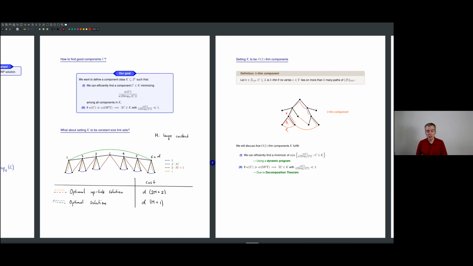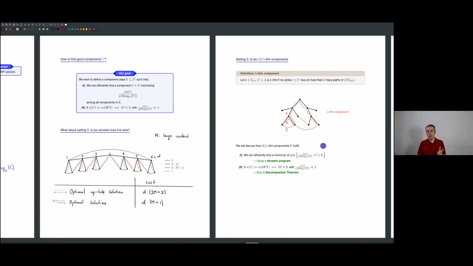So now what I will discuss in the following is 2 things. Actually, just these 2 properties show that we achieve our goal. First, we can efficiently find a minimizer of that ratio among all components that are constant thin. So it's a K or some class of constants in components. I have to fix a constant. It will be 1 over epsilon. And it turns out we can do that through a dynamic program.